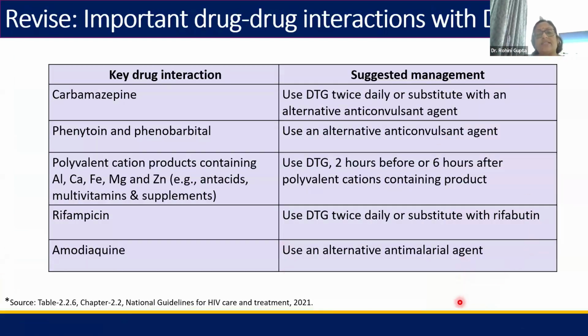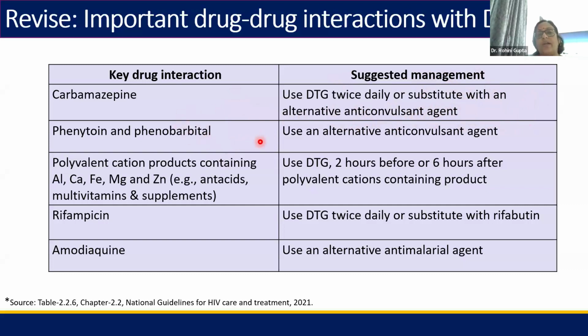So I just wanted to revise the DTG interactions which are there. Tegretol or carbamazepine is a very common anticonvulsant which is given in children. So remember, there is an interaction and DTG levels are reduced when given along with this anticonvulsant. So we need to make the dose of DTG twice daily, or a better option is to use a different anticonvulsant. What anticonvulsants can be given? Valproate is a very good anticonvulsant, or lamotrigine. This is a discussion which needs to be done with the pediatrician, saying that this child is going to be put on DTG, so we would like you to change the anticonvulsant.